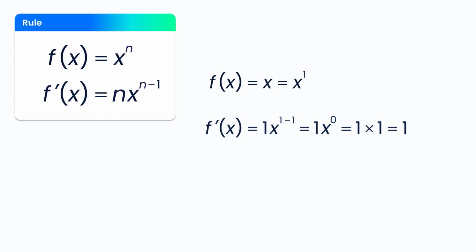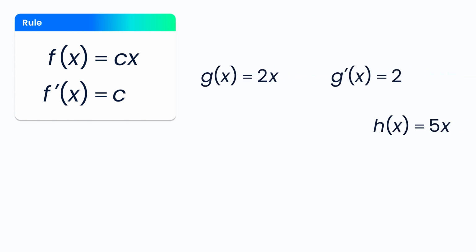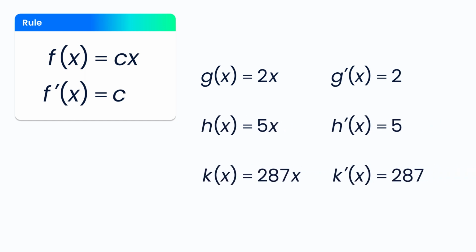Notice that the function you started with, x, is the same as 1 times x. And the derivative of that function equals 1. It turns out that this pattern would also hold for any other constant in front of the x. The derivative of 2x equals 2. The derivative of 5x equals 5, and the derivative of 287x is 287. In general, for a constant c, the derivative of c times x equals c. At a later stage, we will show you why this is the case.